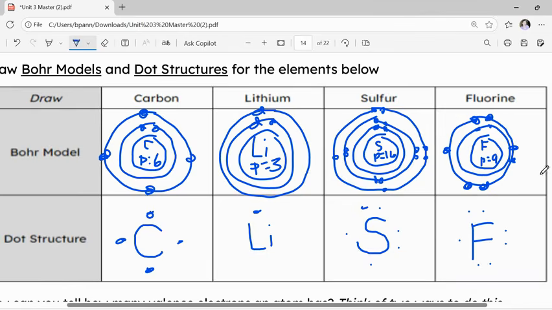It's important that we get this right because as we move into Unit 4, we will be using dot structures quite frequently.